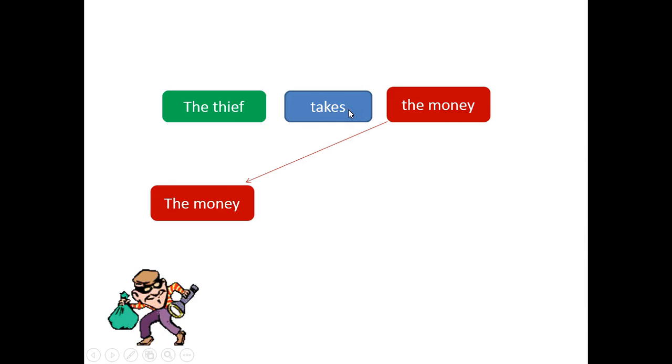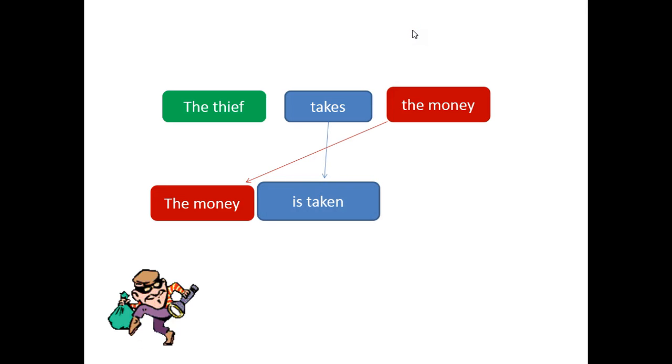As we said before, we use the verb to be in the present, is or are, then verb 3 from takes, taken. So it will be the money is taken, and at the end we can say by the thief, or we can drop them. We can say the money is taken or the money is taken by the thief.